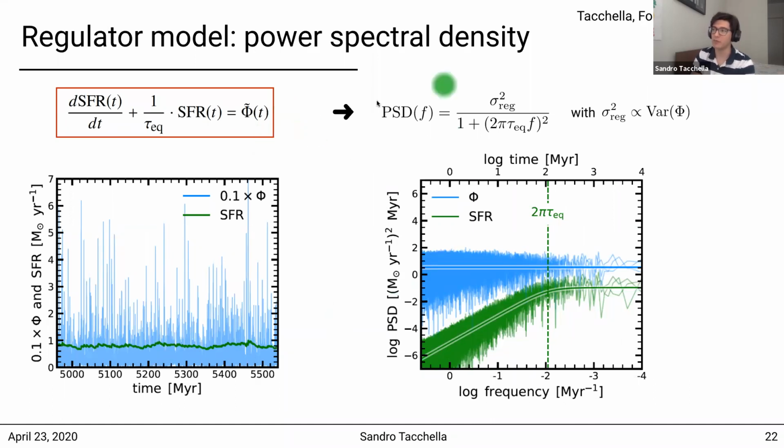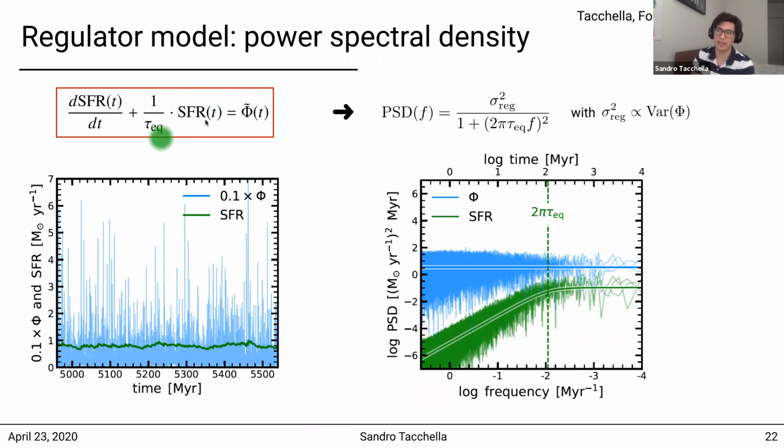And the power spectrum for the star formation rate can be expressed with this equation here, where you can see that basically the overall normalization of the power spectrum is given by the variance of the inflow. And then on shorter time scales, you basically have this break in the power spectrum. And so this is usually called a damped random walk. So when you solve this equation, you end up with a damped random walk.